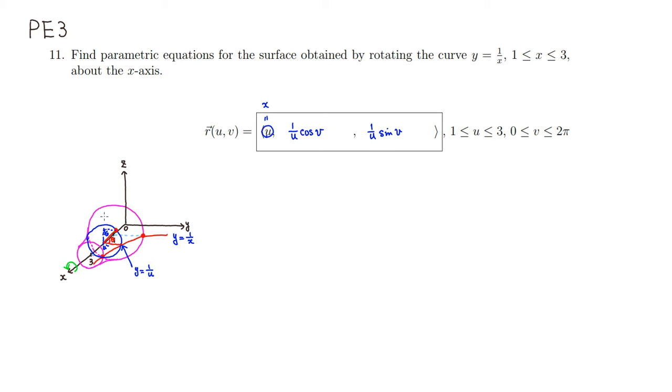Sorry, I called this theta. This is actually supposed to be v, so instead of theta there, I should have v. So the y component is 1 over u cosine of v, and the z component is 1 over u sine of v. That's it. I hope that this was clear.